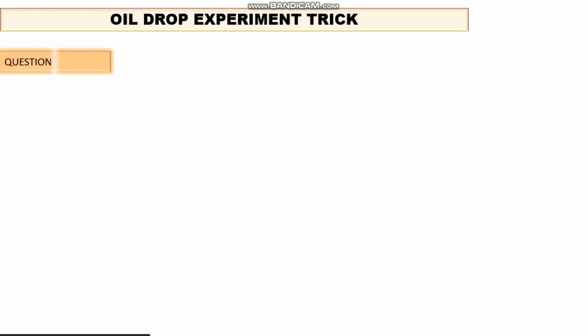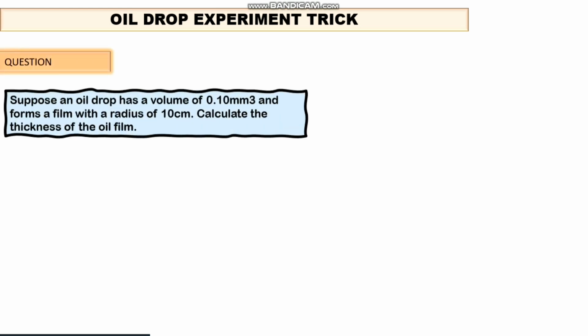Of that film. Now we are going to solve this question, which reads: suppose an oil drop has a volume of 0.1 cubic millimeters and forms a film with a radius of 10 centimeters. Calculate the thickness of the oil film. Before we solve this question, we are going to look at a number of assumptions that we make during the oil drop experiment, and these assumptions are going to help us calculate effectively.